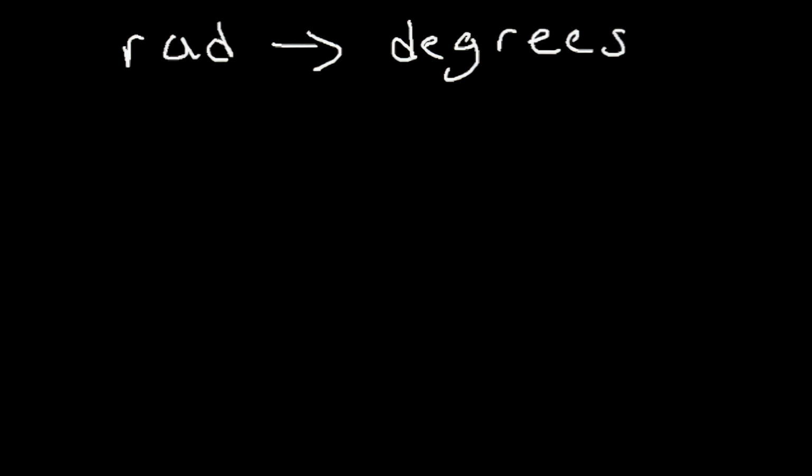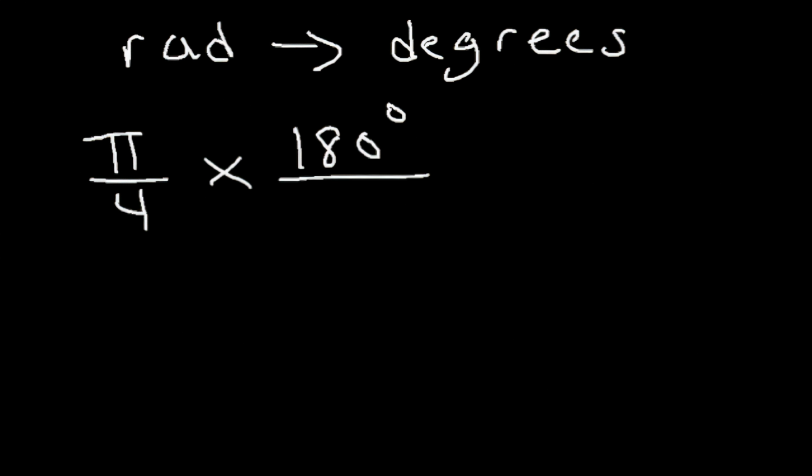Now, if you wish to convert from radians to degrees, multiply by 180 over pi. For example, let's say the angle is pi over 4 in radians. Multiply by 180 degrees divided by pi. So pi will cancel, and it's simply 180 over 4, which is 45 degrees.